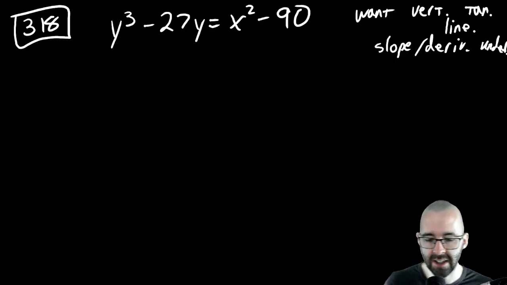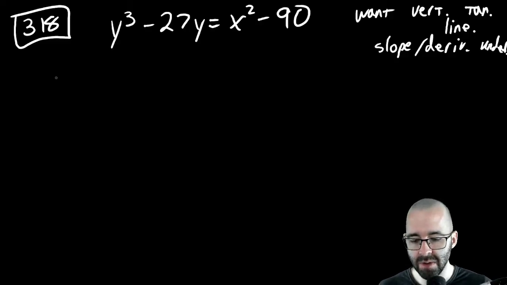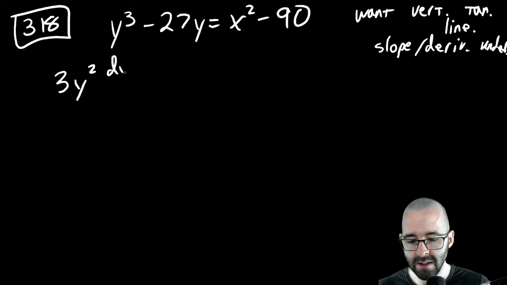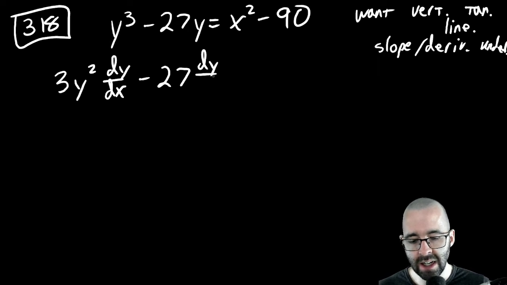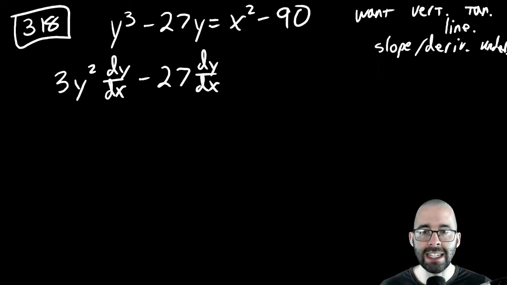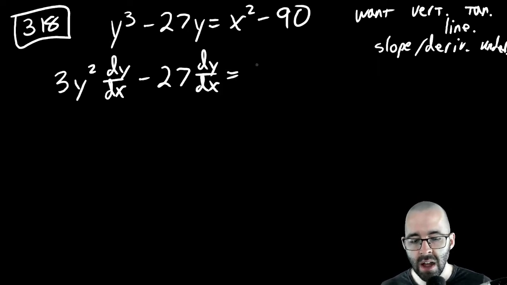Well, let's use calculus to get the answer. We're going to take the derivative of both sides with respect to x. And get 3y squared dy dx from the chain rule. Minus 27 times dy dx. We're taking d dx of both sides. We're taking the derivative with respect to x of both sides.